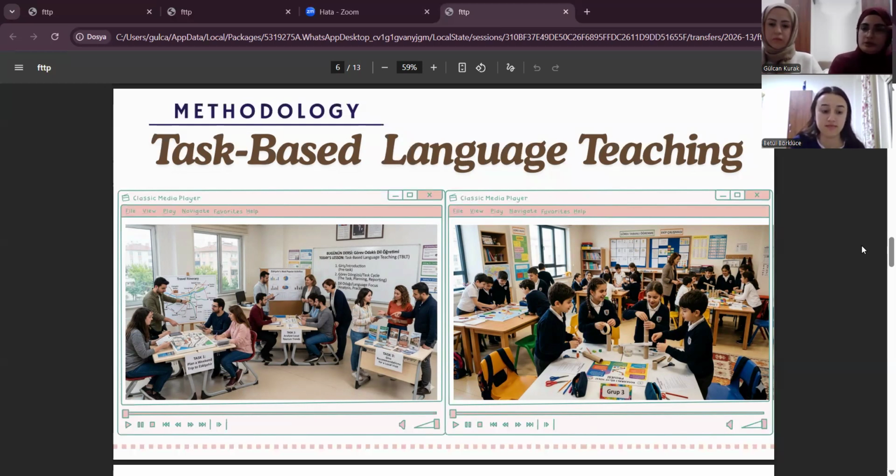Also, when the students use their knowledge in a task, it's more long-lasting, and they can use this language in different areas.